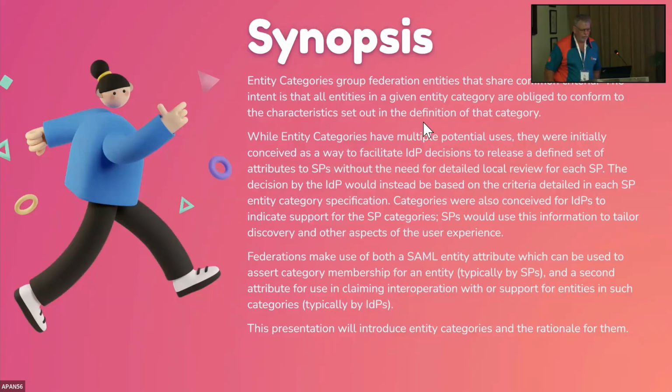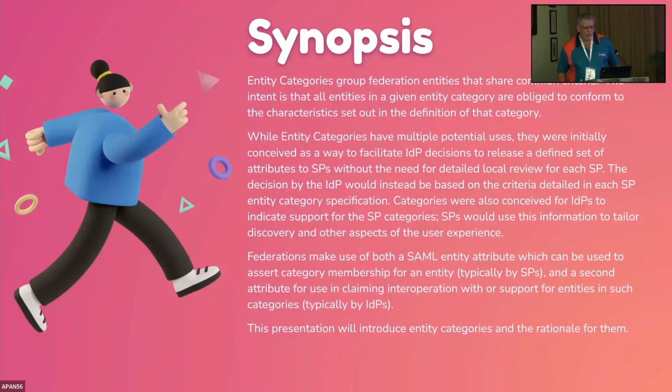So entity categories, this is just a synopsis that I put on the website for this particular chat, but it's just a way to group federation entities. So a federation entity is an IDP or a service provider or an attribute authority, but we pretty much ignore attribute authorities because we don't have many, that share common criteria. And the intent is that all entities in a given entity category are obliged to conform to the characteristics set out in the definitions of that category. So a bit high level, but as we delve into this stuff, we'll get a better understanding of what that actually means.